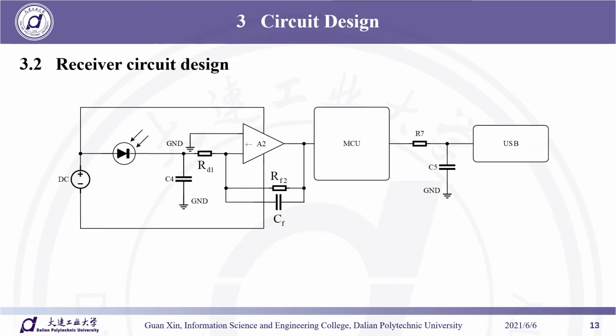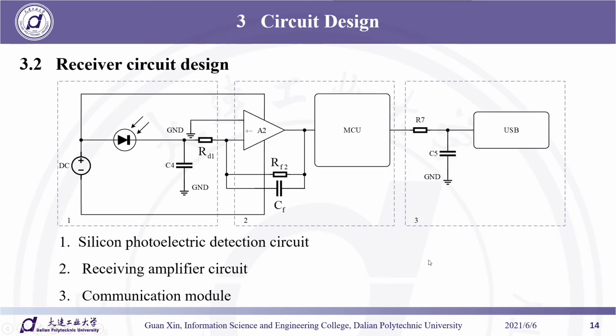Second, receiver circuit design. This is the schematic diagram of the receiver circuit. The visible light image transmission receiver design based on the XCT technology root system 3D reconstruction system consists of 3 parts. The first part is the silicon photoelectric detection circuit. The second part is the receiving amplifier circuit. The third part is the communication module.